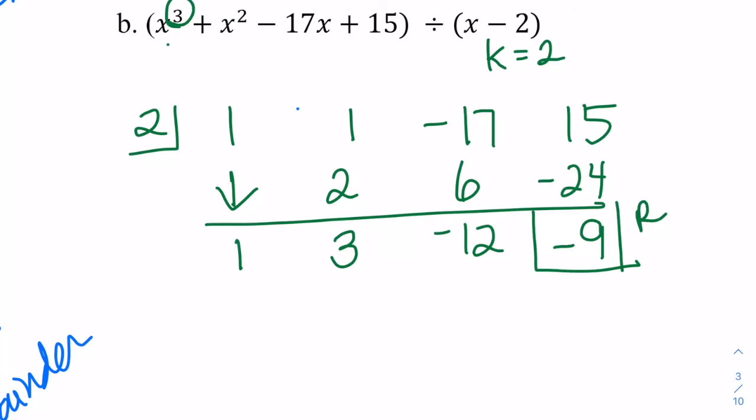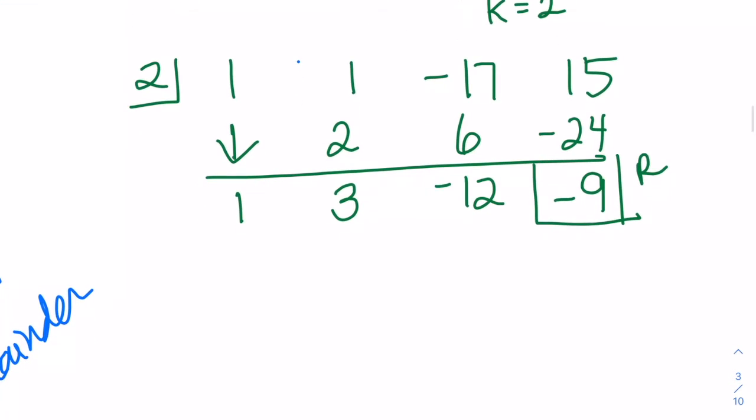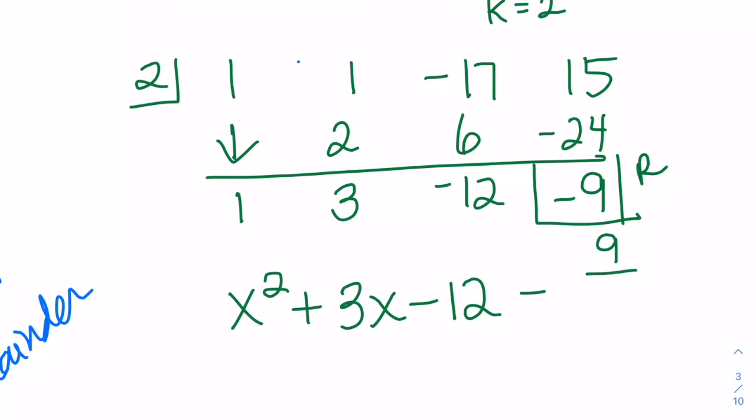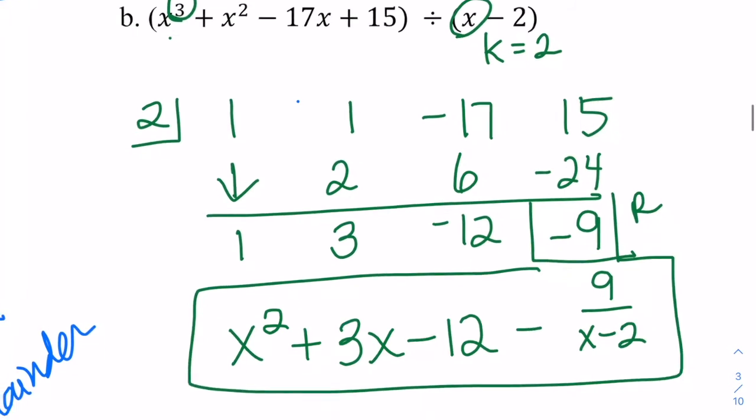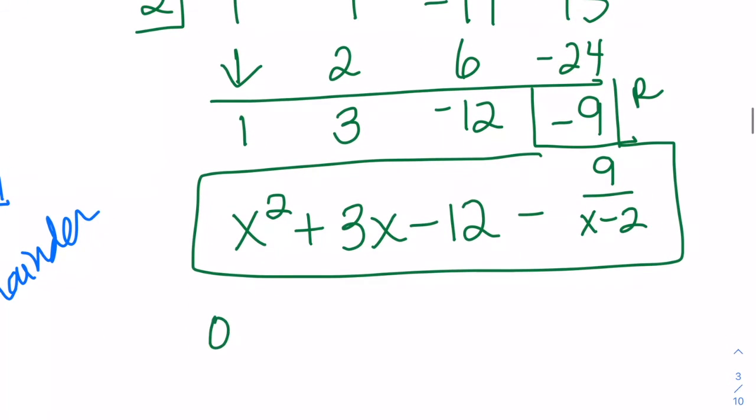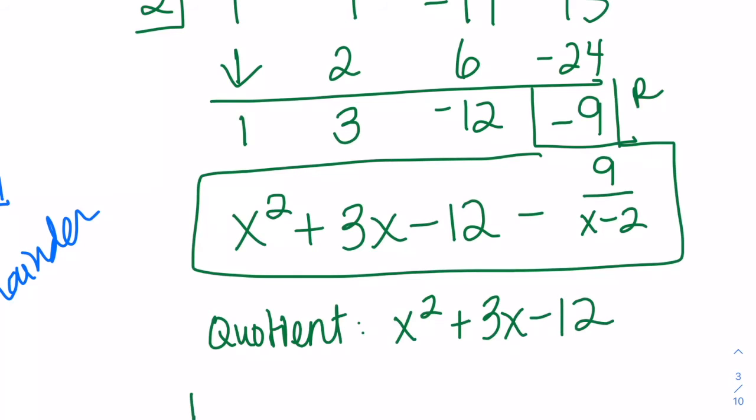So this was a third degree polynomial. We removed one of those x's. So essentially we're going to have x squared plus 3x minus 12 minus 9 over x minus 2. We have that remainder. So our quotient, I'll put it right here. The quotient is x squared plus 3x minus 12. And the remainder is -9.